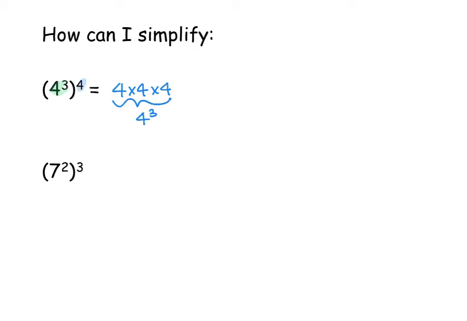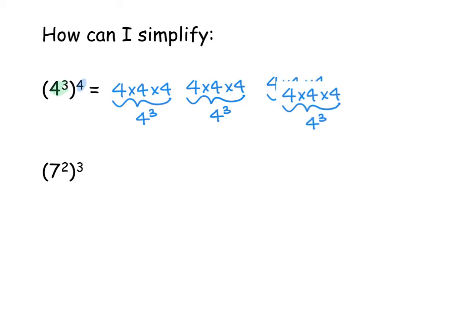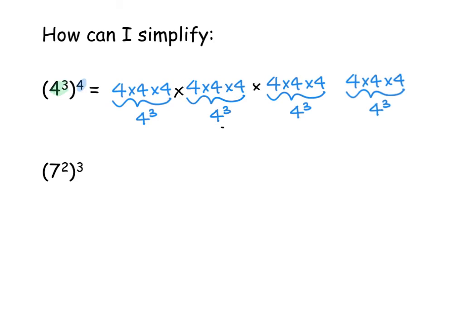But if we look at this 4 on the outside, what does that mean? It means we're multiplying 4 to the power of 3 by itself 4 times. So we have one set of these, a second set, a third set, and our fourth set. So we now have 4 to the power of 3 times 4 to the power of 3 times another 4 to the power of 3 times another 4 to the power of 3. And if I count up all of these 4s like we did before, I should get 4 to the power of 12.